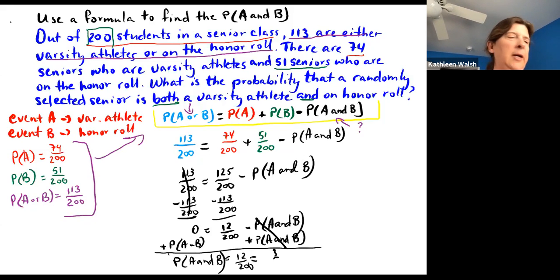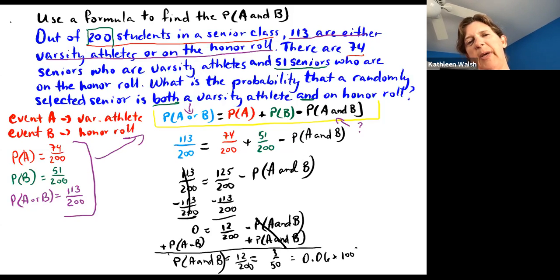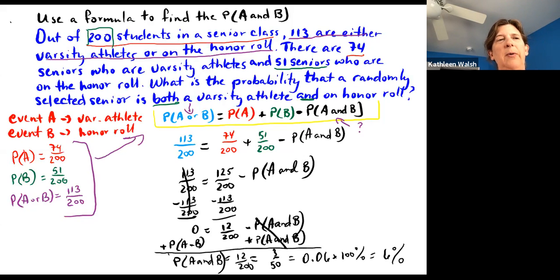And I just want to turn that into a decimal. 3 divided by 50 is equal to 0.06. Or if we multiply by 100%, it's about a 6% chance that they're both a varsity athlete and on the honor roll.